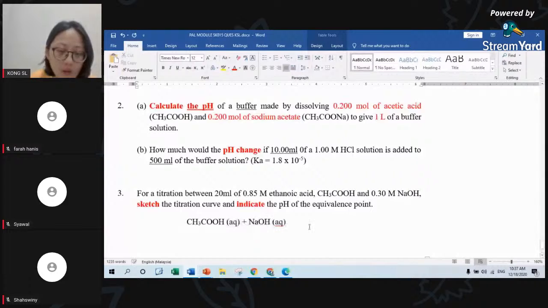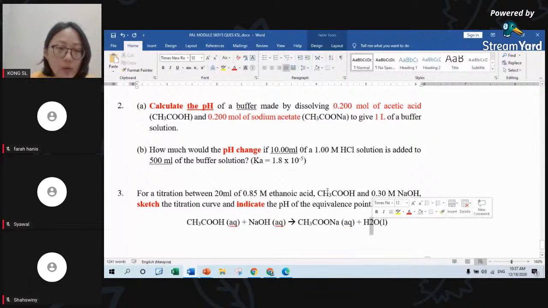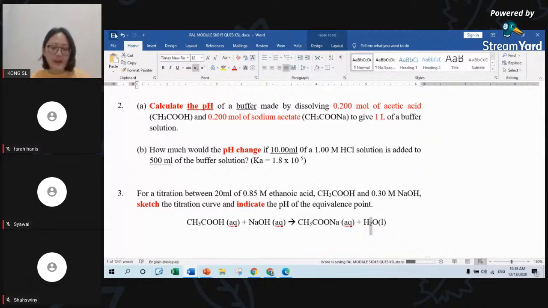Okay, so you get CH3COOH. The ratio is 1 to 1. Please jot down, everybody. Yes, the ratio is 1 to 1. So this is the equation, and then you can check the ratio 1 to 1. Make sure you write down the phase. This is the reaction between acid and base. That's why one-way arrow.